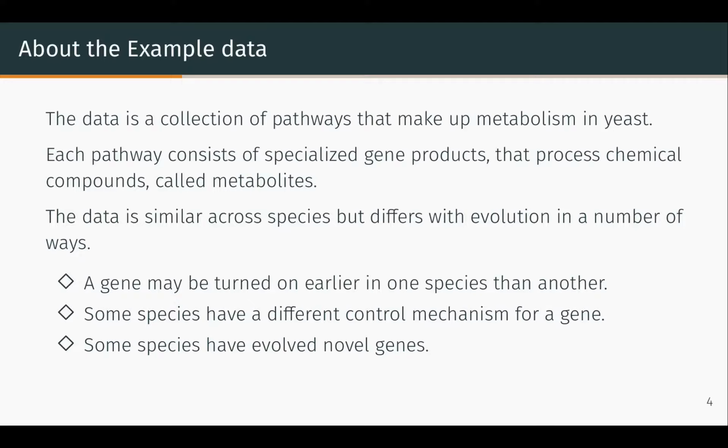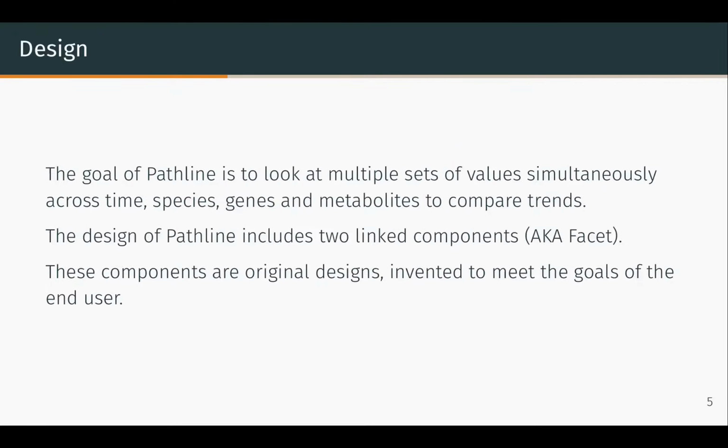The data is similar across all the species of yeast, but it is different in each species, and it may be different in a number of ways. A gene, for example, might turn on earlier in one species than it does in another. Some species have a different control mechanism for a gene. Some species have, of course, evolved novel genes altogether. Pathline was designed with the goal of looking at multiple sets of values simultaneously across time, species, genes, and metabolites in order to find patterns across all those variables.